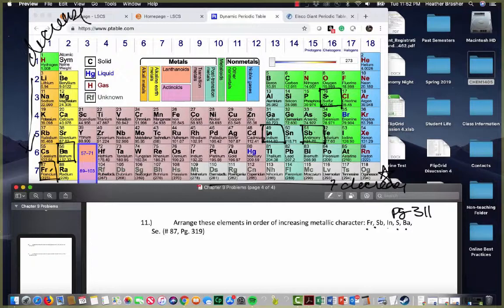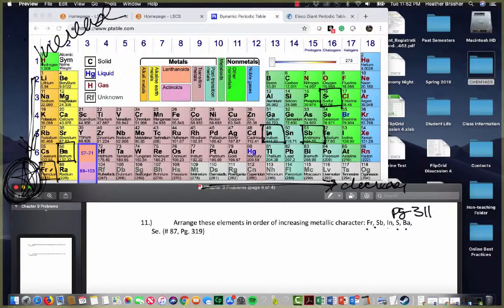So let me make sure I have metallic character right. I actually wrote this wrong. I'm sorry, guys. Metallic character increases over here. So it becomes more metallic as you get here and less here. So the most metallic you're going to have is actually here. So this is going to align up, kind of closer with atomic size.